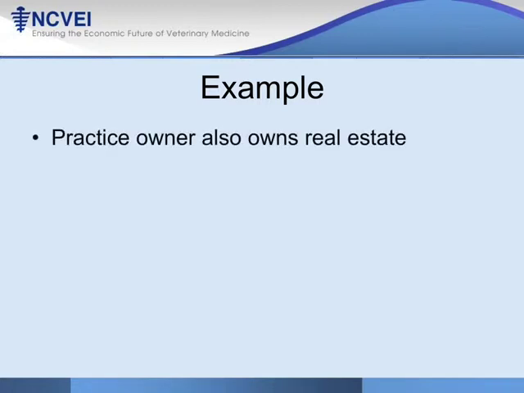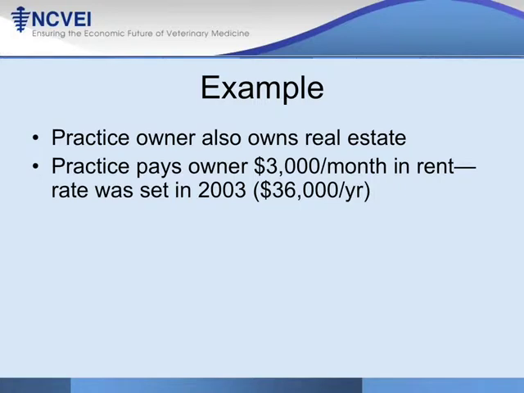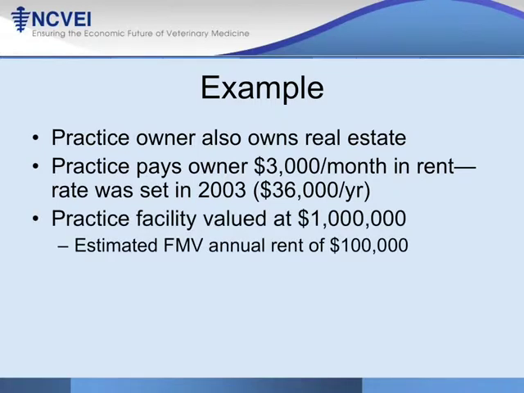Let's say that the practice owner, so the person who owns the veterinary hospital, also owns the real estate, and the practice pays the owner $3,000 a month in rent. This rent was set back in 2003. It's a total of $36,000 a year. But the practice facility, when it was valued a year ago, had a value of $1 million. And there's a little rule of thumb out there that's often used that says the annual rent is about 10 to 12% of the fair market value of the facility.